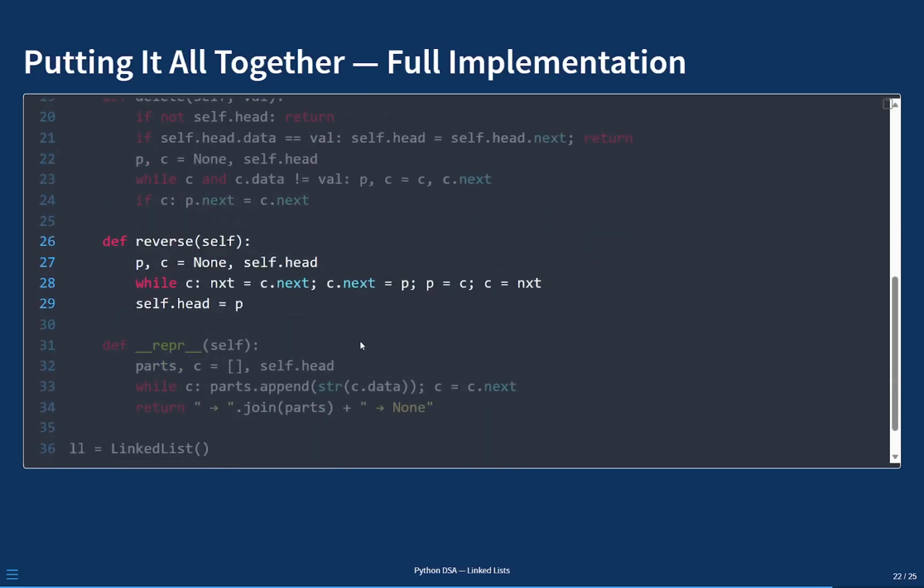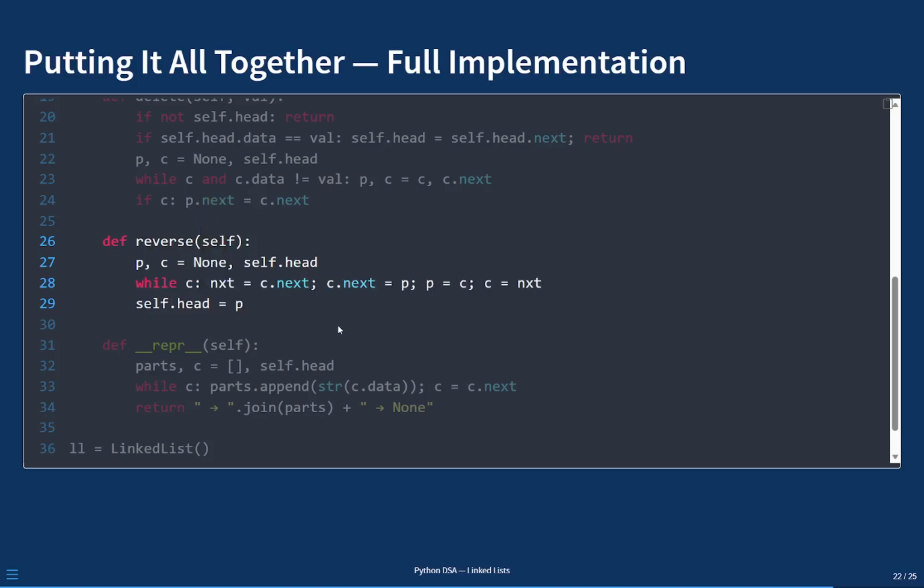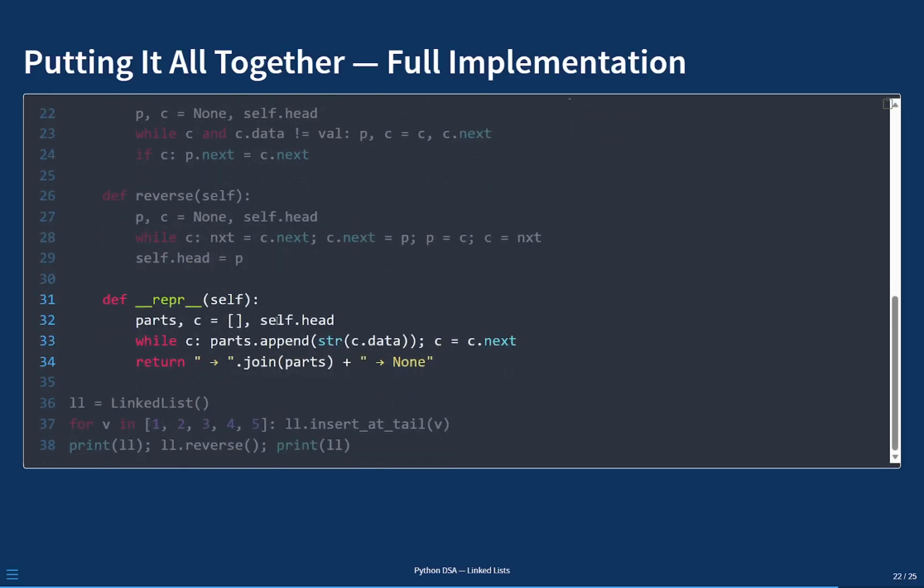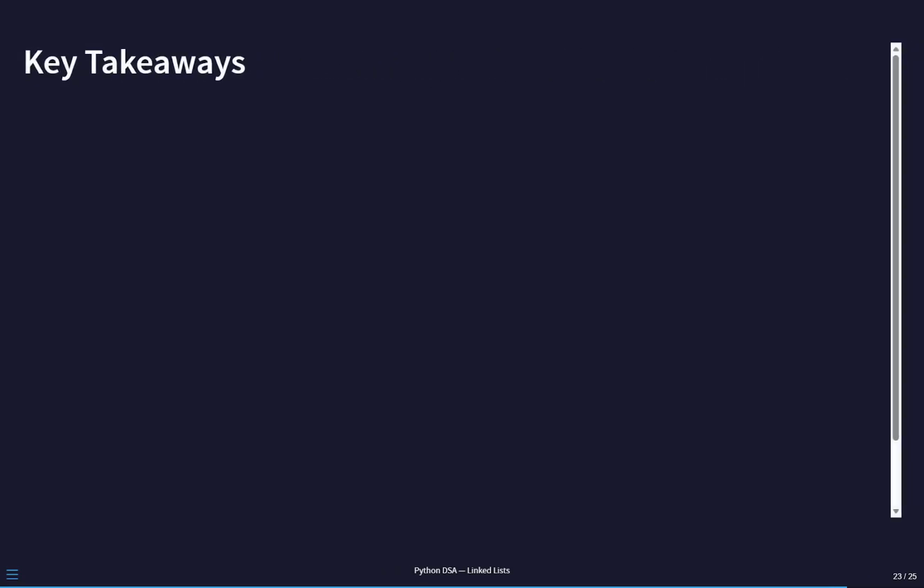Click reverse. The 3-pointer dance: previous, current, next. Walk the list flipping each arrow. Click __repr__. Collect node data, join with arrows, append None. Click. The final demo: build a list from 1 to 5, print it, reverse it, print again. 2 lines of code, exercising the entire implementation. This is the kind of clean, interview-ready implementation you'd write on a whiteboard or in a coding screen. Simple, readable, and correct.